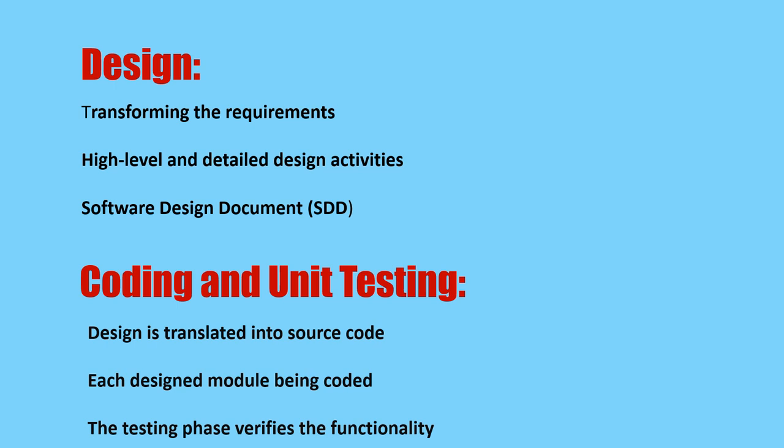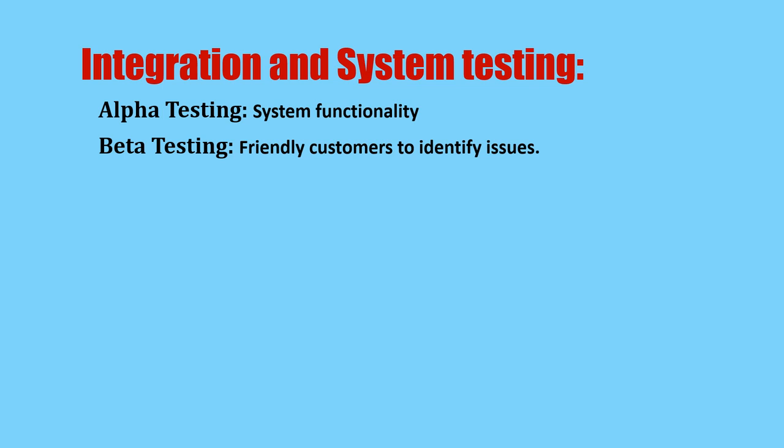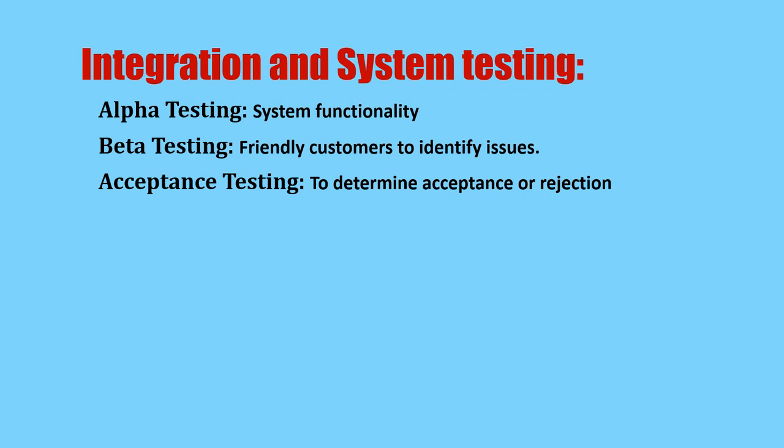Integration and system testing. In the integration phase, modules are added incrementally after coding and unit testing. Once all modules are successfully integrated and tested, the entire system is tested as a whole. System testing comprises alpha testing, conducted by the development team to ensure system functionality; beta testing, performed by a select group of friendly customers to identify user issues; and acceptance testing, carried out by the customer after software delivery to determine acceptance or rejection based on requirement fulfillment.